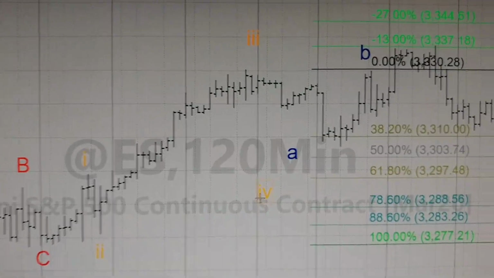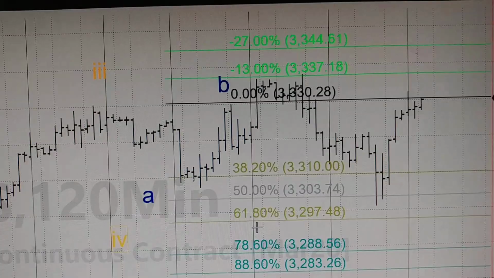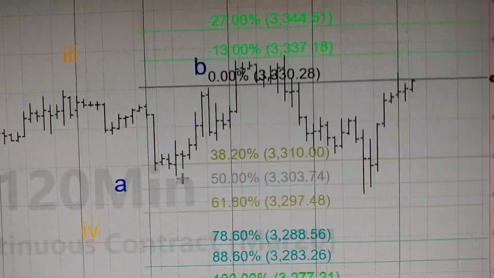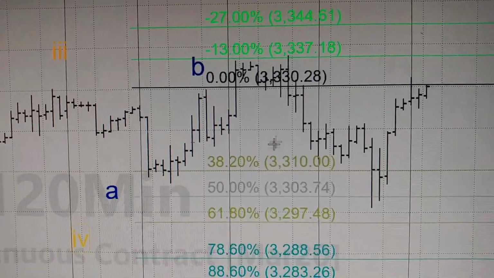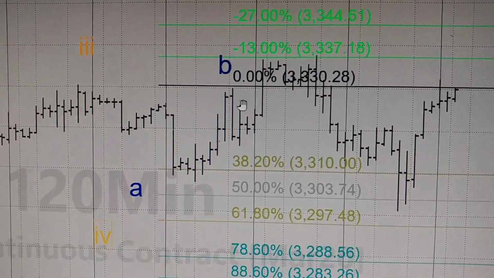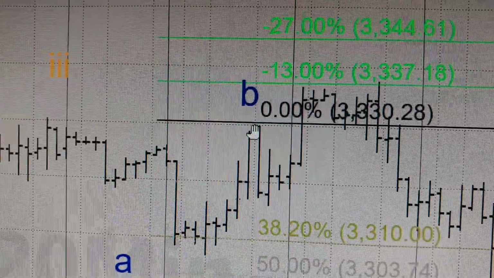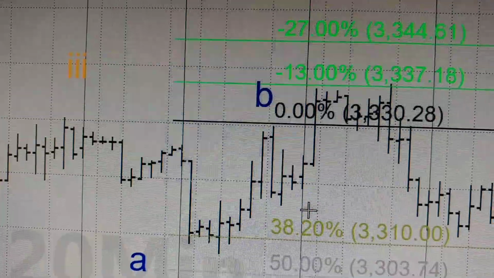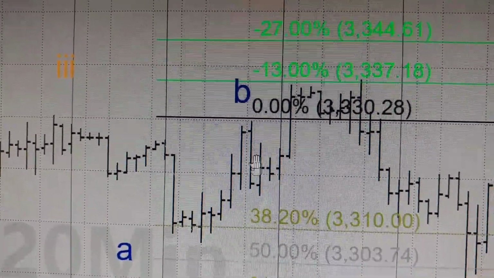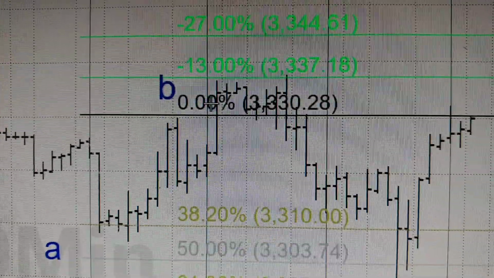Here's our current count. This is the original chart I left up from a couple days ago. I want to highlight that I had these Fibonacci retracements in when the market was right here at the B. And at this point I was expecting maybe a down move, but it went up one more time and made a new high, a higher high.